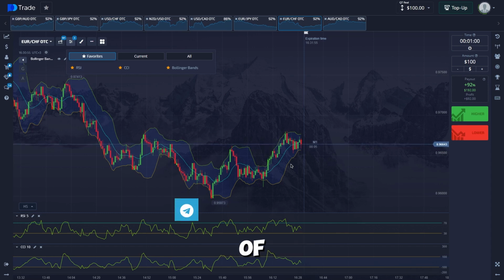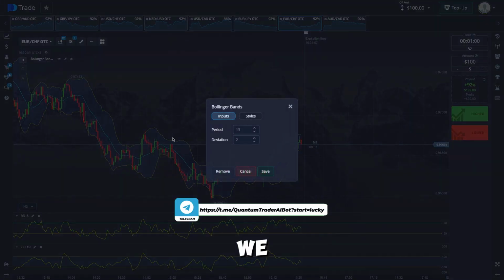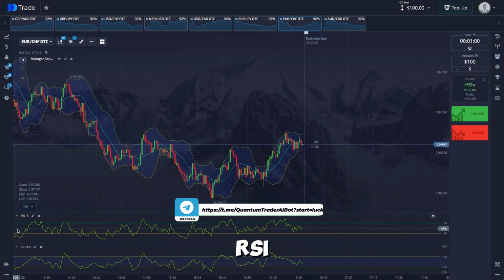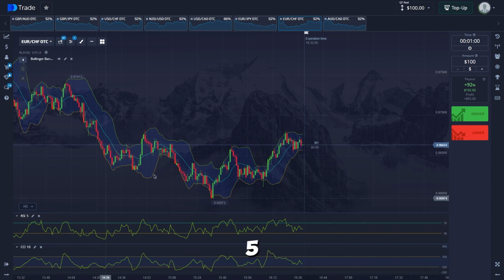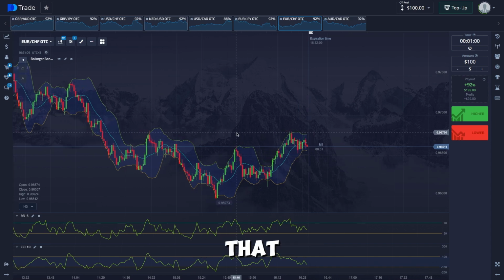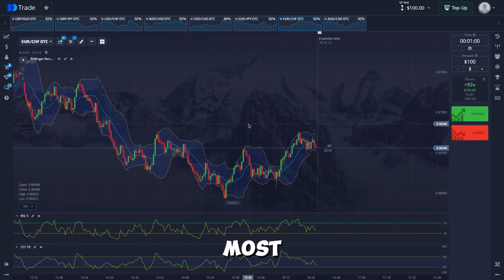According to the settings of our Bollinger Bands indicator, we set the period 13, deviation 2. The RSI we set to period 5. CCI is set to period 10. It is these settings of our oscillators that will be used today, and these are the most optimal settings when trading on a minute time frame.